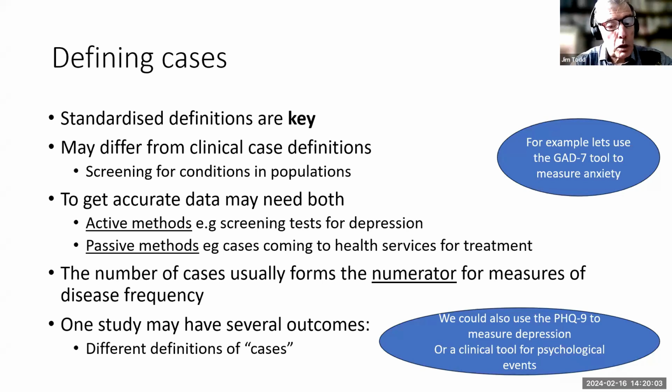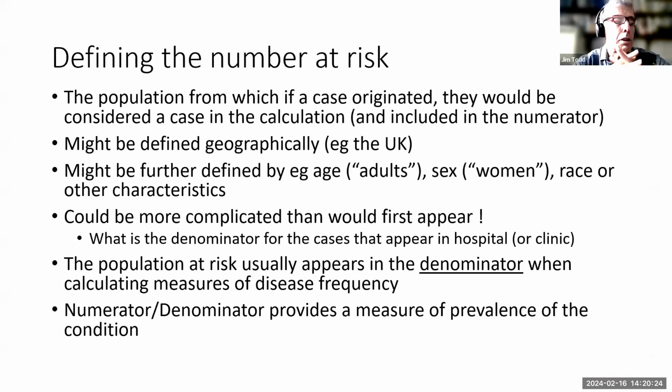And so we might have both of these different population measures which we're screening for in the same population. Alternatively, we might have a more clinical approach, looking at people in the hospital. We might have a clinical tool which will measure psychological events within the population. So all of these are valid definitions of cases, and what you need to do is decide which one you want to use in your study.